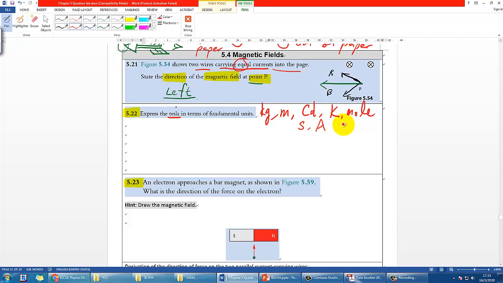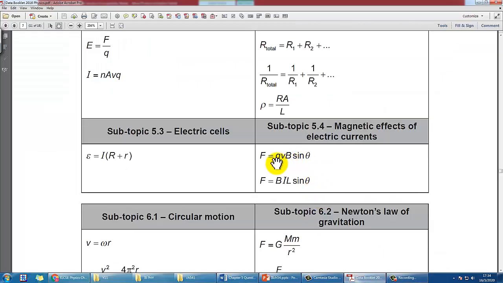All right, just think about all the topics that you learned in physics. So what to do next is you have to use a formula to relate them. So simply use the formula that you learned, which is, if you take a look at the data book, F equals qvB.